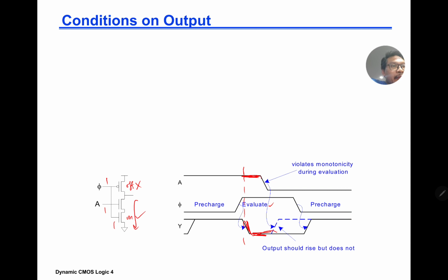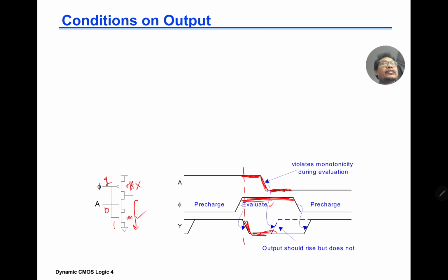Okay, but when A goes back to 0, it should rise, but it doesn't rise. The reason is because if you put 0 here, this one is 1 here, this one is off, because your evaluate is off. So during evaluation, only one transition is allowed. So it's not like a normal inverter.